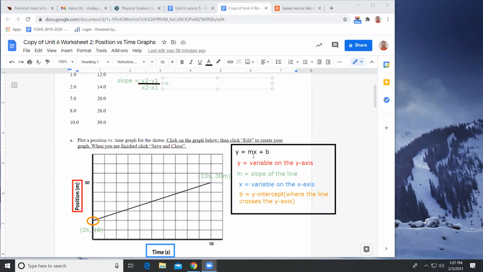Okay. So my y2 is going to be 30 meters. So I can put this up here. So I have 30 meters minus my y1, which in this case is going to be 10 meters. Nope, I missed the m here. Sorry about that. There we go. 0 seconds and 10 meters.